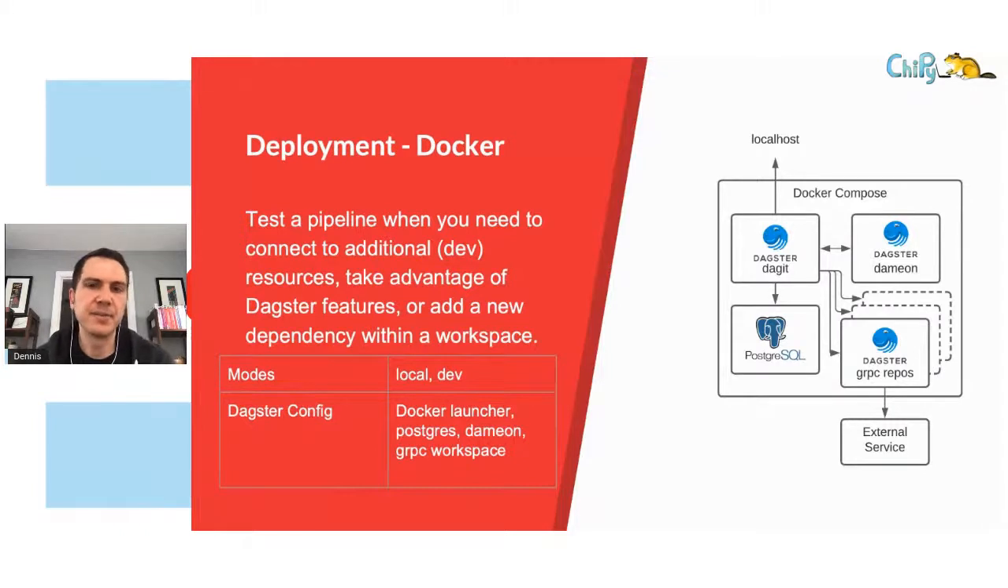There's also a concept in Dagster of a launcher, and that's what executes the pipelines. At this point, we're using the Docker launcher. So when we're executing a pipeline, it starts up another Docker process and runs the pipeline in that, and we'll close it down when the pipeline's finished running. Next slide.